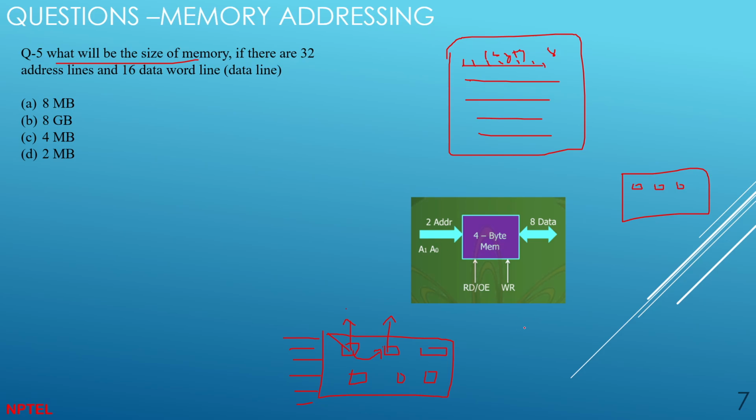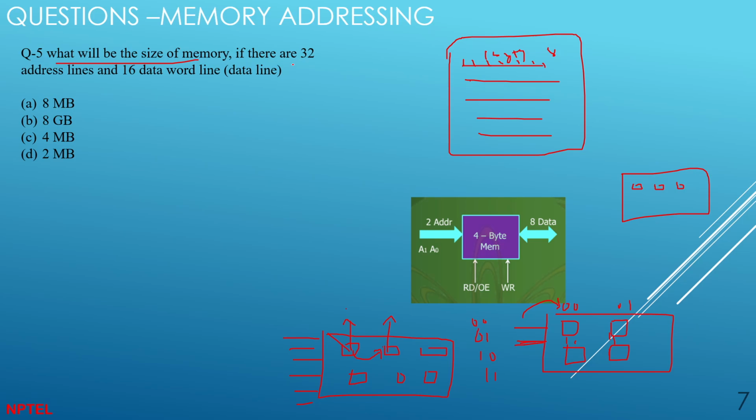If there are two address lines, how many combinations can it make? It can make 00, 01, 10, and 11. So it can address a maximum of four registers. You need to first address them, and I'm talking about addressing this register only. This is what addressing means.